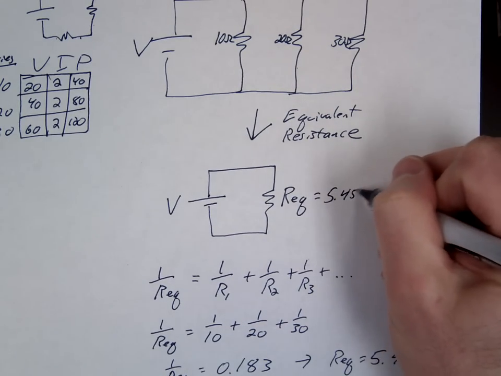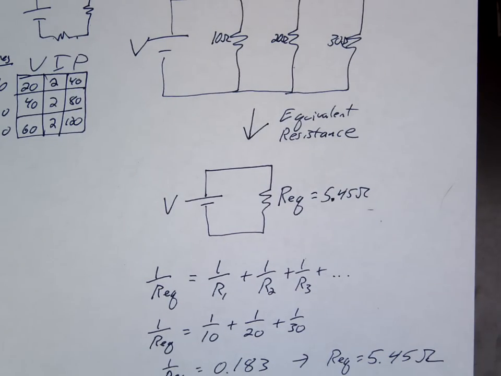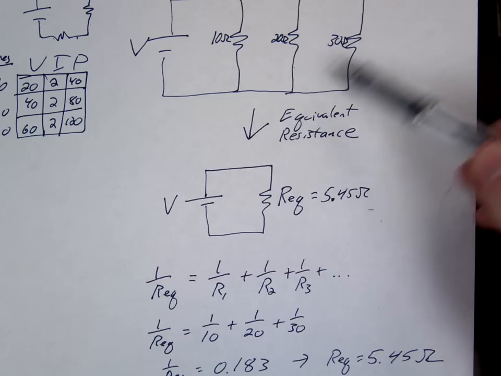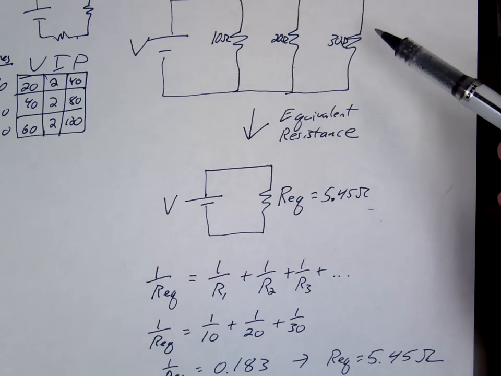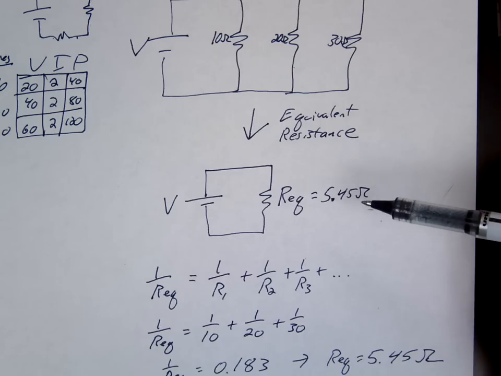So first of all, let's take a step back. What do you notice about that number? It's kind of weird compared to series. In a series, remember, what did we do? We just added them up. 10, 20, 30, that's 60. Resistance went up. What happened here? Resistance went down.